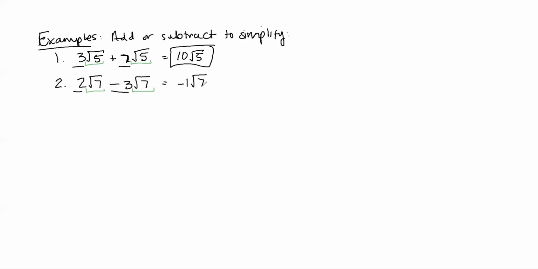Now, typically, I don't always write this 1 in here. You can write this as negative square root of 7, just like you do with variables, negative 1x versus negative x. They're the same thing. I do find the 1 to be a little bit more helpful when we get into some other problems here. It's really easy to forget that there's a 1 here. So if you think you're going to be forgetting it, I would just keep the 1 there. These are both perfectly acceptable answers.